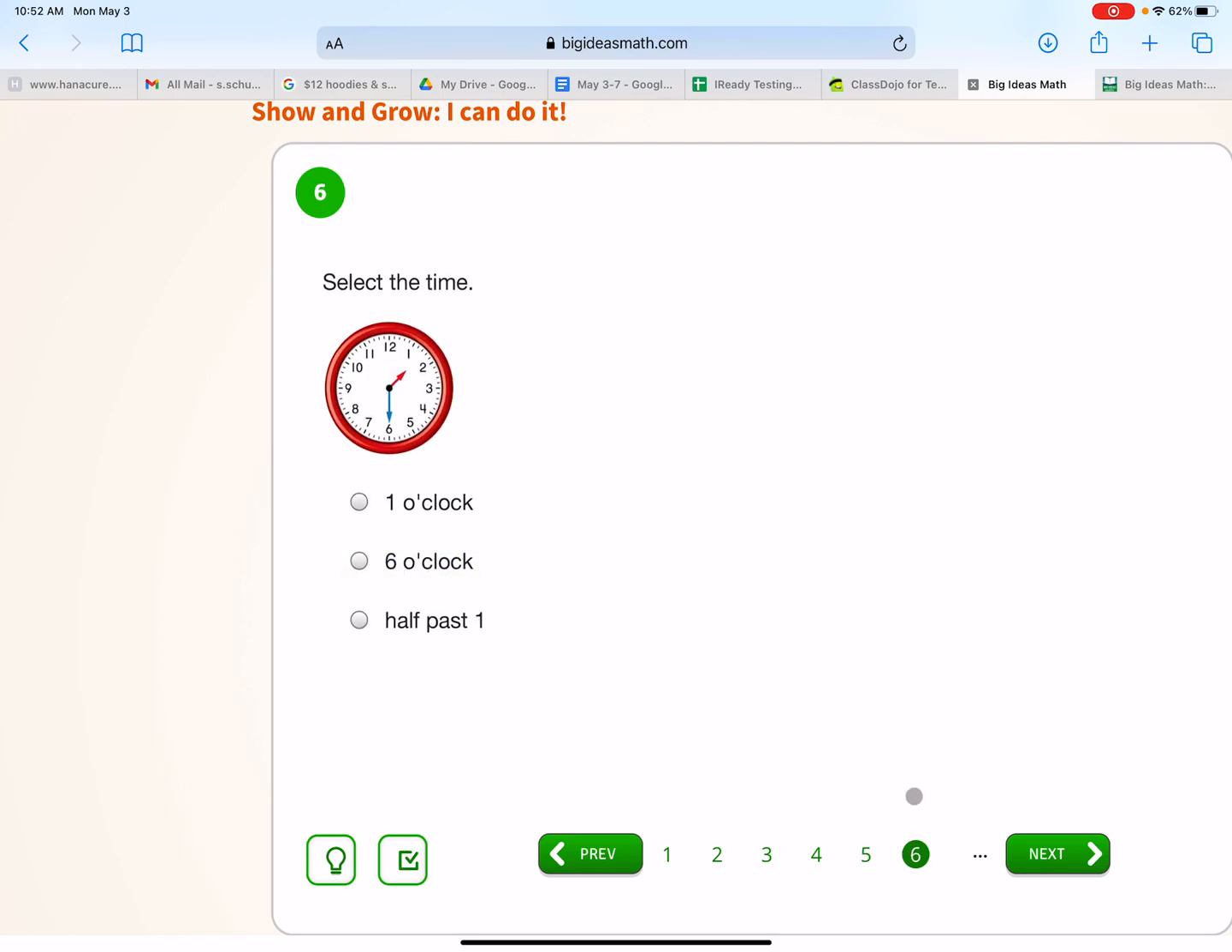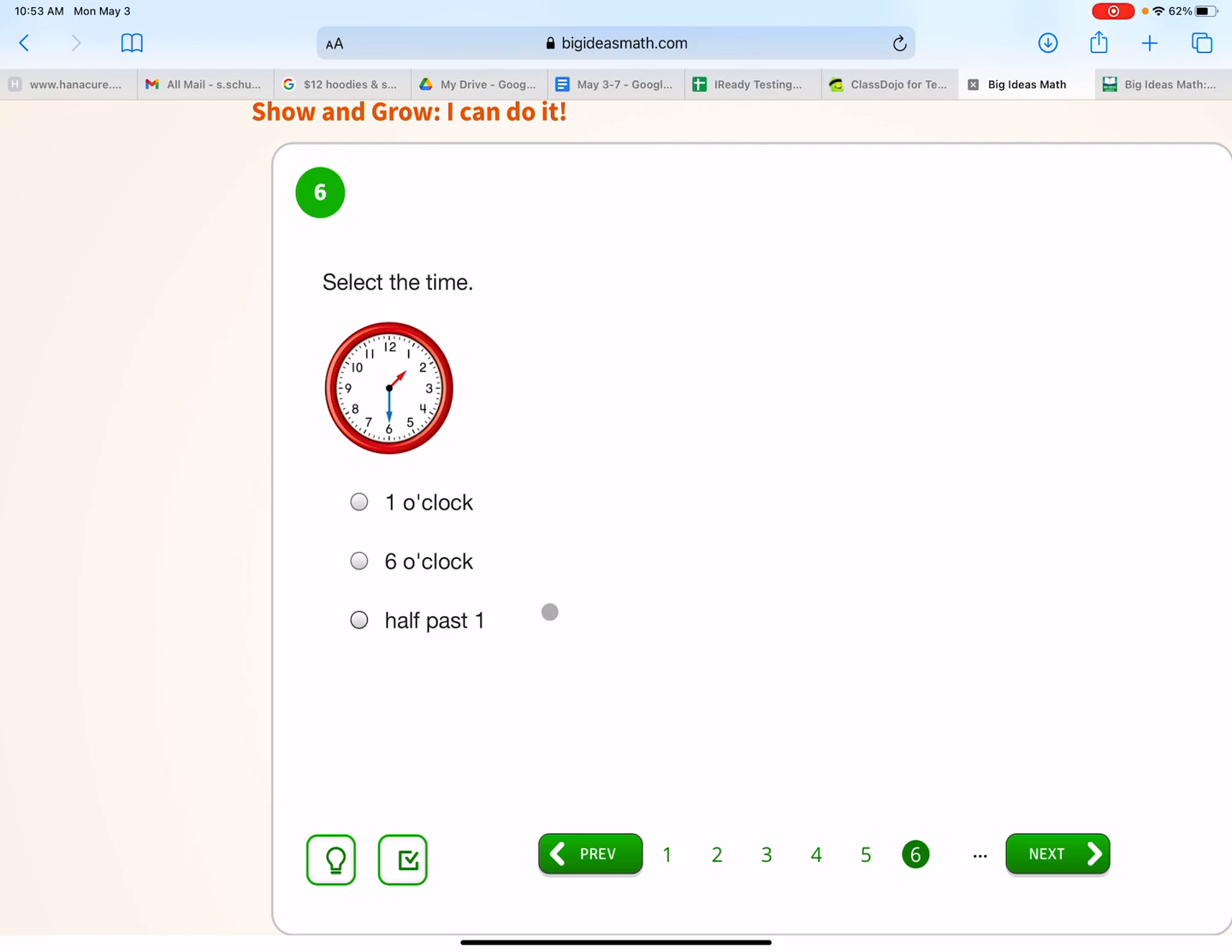Okay, and one more example. So for this example, we have the hour hand between the 1 and the 2, and then we have the minute hand on the 6. So we know it's going to be 30 minutes, and since the hour hand is not on the 2 yet, it's going to be considered 1:30.